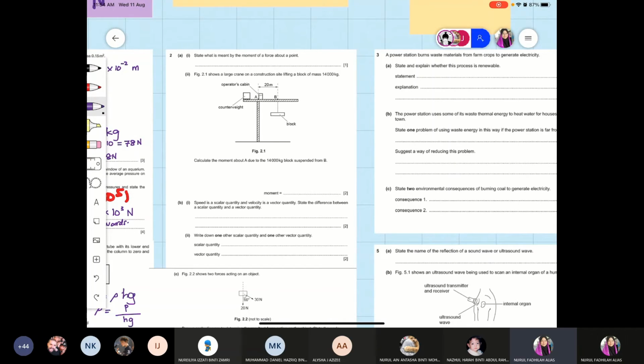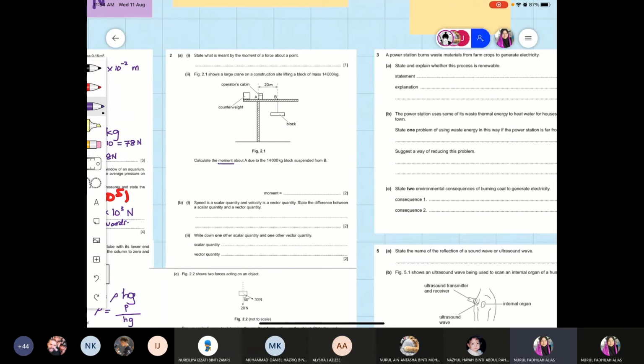Okay, calculate the moment about A due to the 14,000. So, cara nak buat ni. So, this is all direct je. Sepatutnya senang sahaja. Boleh submit dah siapa hantar ni? Tak ada yang hantar. Okay, Daniel Hazrik dah hantar. Okay, so jawapan dia. Okay, very easy. So, you know the formula.